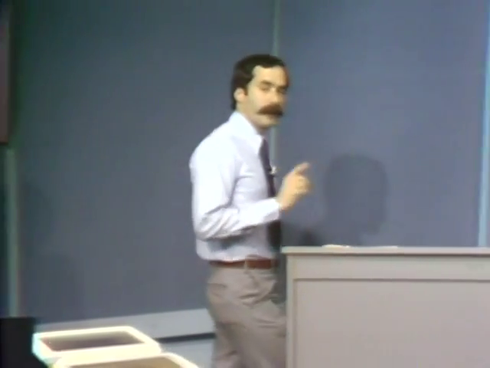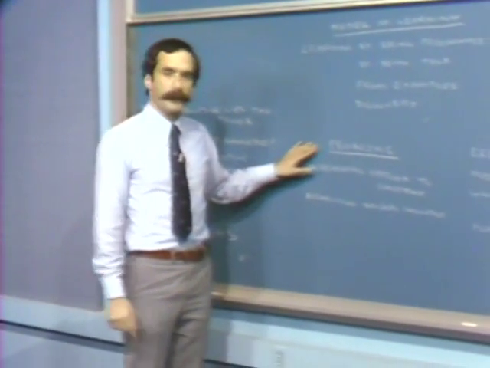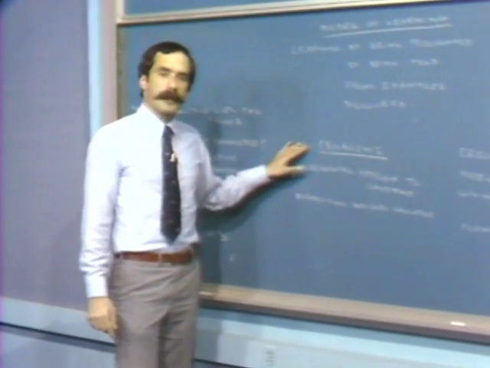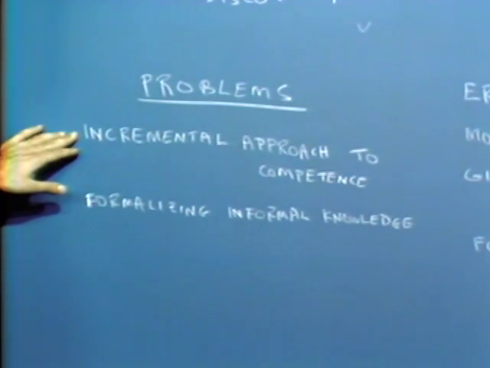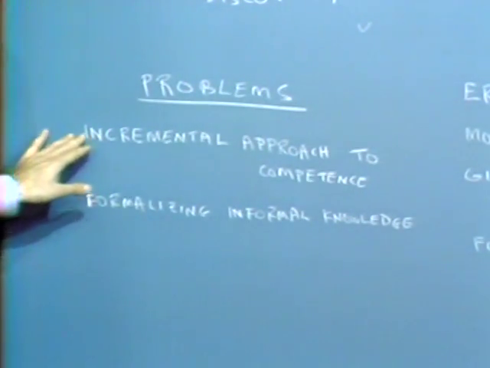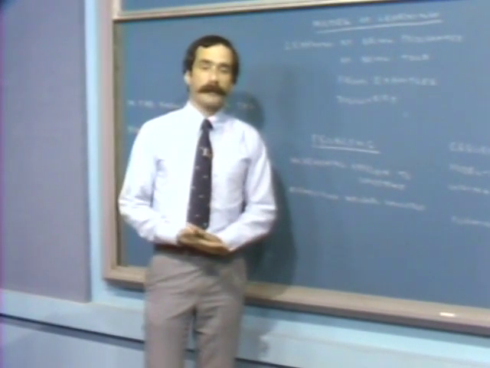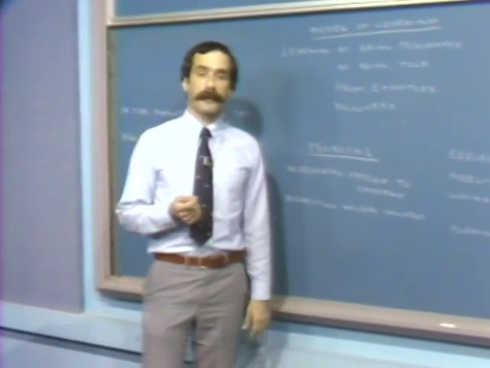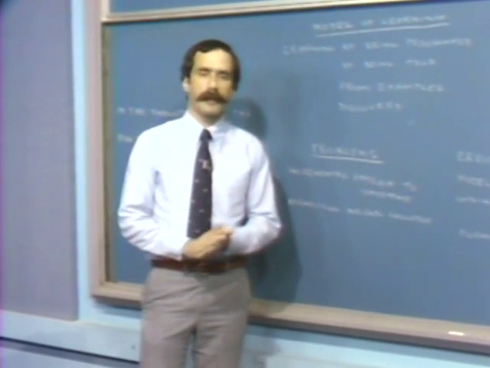Let me show you some of the problems that are going to come up in trying to do that sort of thing. They're suggested here, and one of those problems is what we call the incremental approach to competence. The basic idea here is that these programs take quite a while to build. As I was saying in some of the introductory lectures, we can be working for quite a while to build up these knowledge bases. Now, if that's true, then the system has to be very flexible. It has to make it easy to make those kinds of changes.